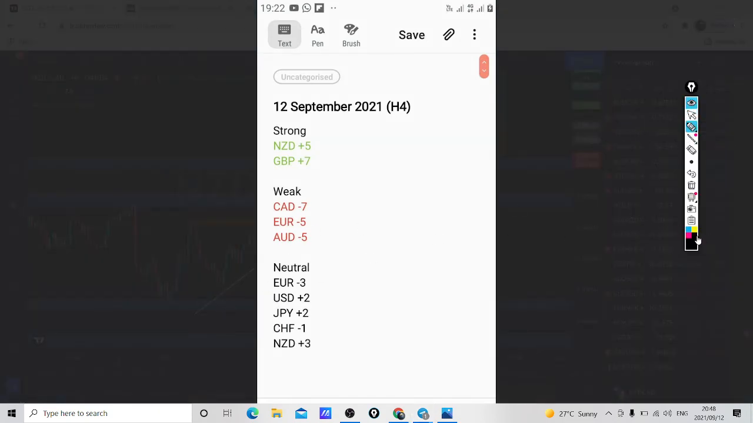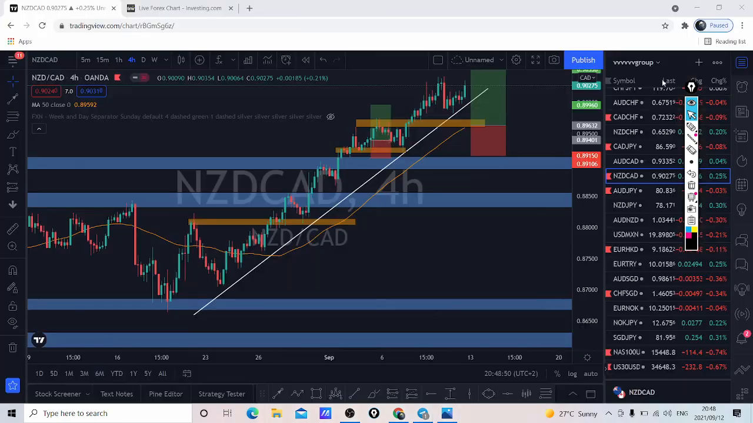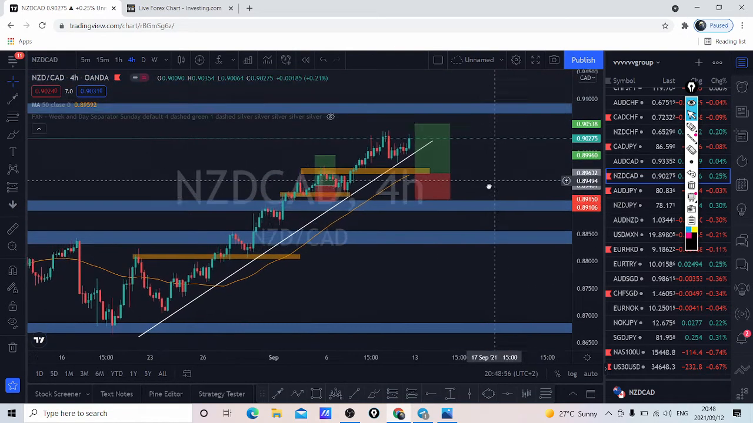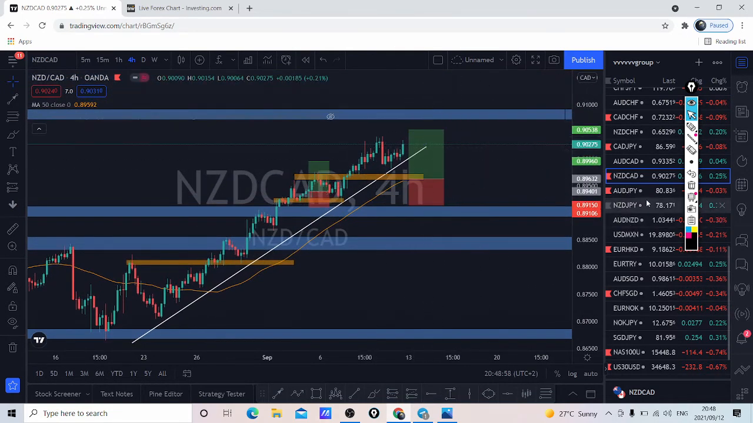Okay, let's use this color. NZD was bullish, and it's even bullish now. So it's buying, and then CAD is selling. So if you pair those, you are going to see a clear uptrend. As you can see, the market has been buying. So that's why I was looking for a buy there.